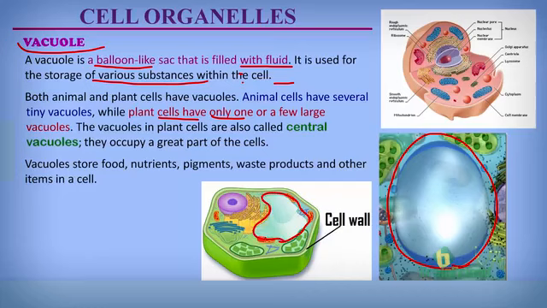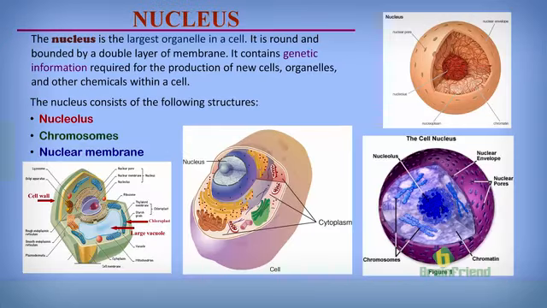The vacuoles in plant cells are also called central vacuoles. And they are called central vacuoles because they are large and they occupy a great part of the plant cell. Just as you can see, this is very large and is occupying a great part of this plant cell. So it is called the central vacuole. Vacuoles simply store food, they store nutrients, pigments, waste products, and other items within a cell.